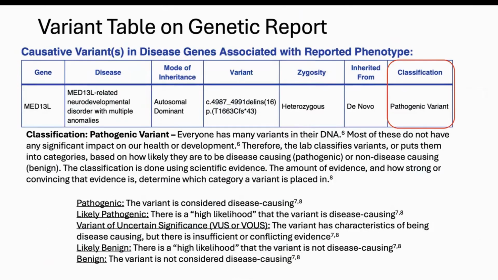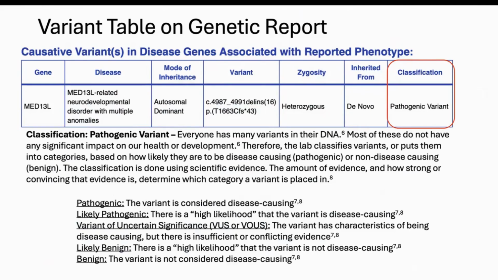The last column in the result table is the classification column, which in this case is pathogenic. Everyone has many variants in their DNA. Most of these do not have any significant impact on our health or development. Therefore, the lab classifies variants, or puts them into categories, based on how likely they are to be disease-causing, pathogenic, or non-disease-causing, benign. The classification is done using scientific evidence. The amount of evidence and how strong or convincing that evidence is determine which category a variant is placed in.